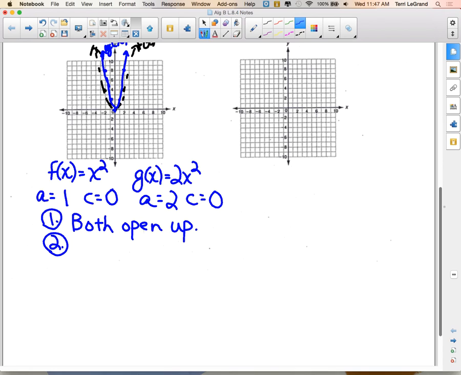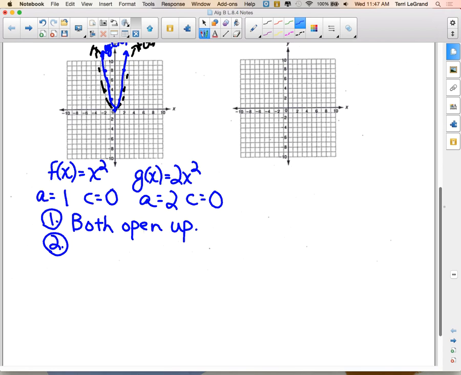So the a value is going to do 2 things for us. It's going to decide what direction they open. Do they both open up? Do they both open down? Does f of x open up and g of x open down? Whatever. Okay, so we're going to talk about that first. Then we're going to compare their absolute values.